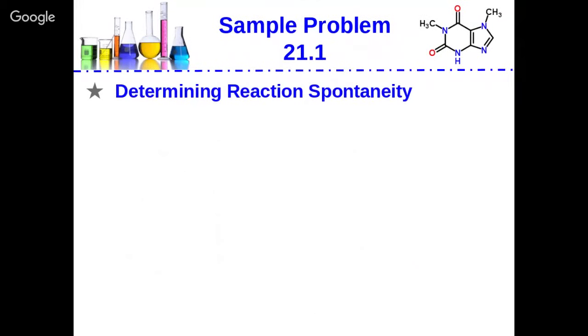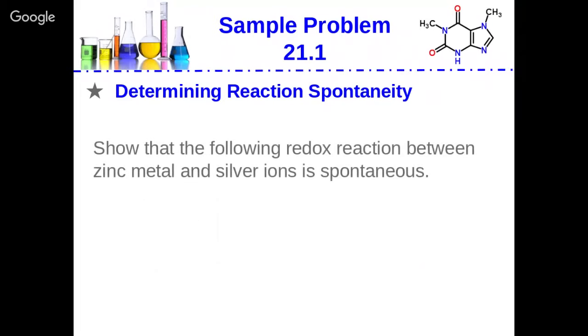Let's look at an example problem. We're going to run through 3 example problems so that we can understand what we're doing. So, determine reaction spontaneity. Show that the following reaction between zinc and silver is spontaneous.